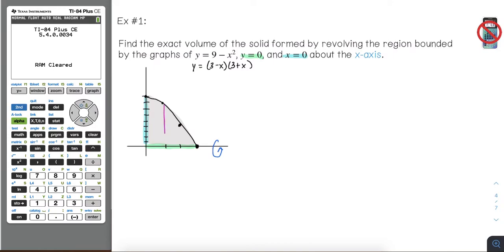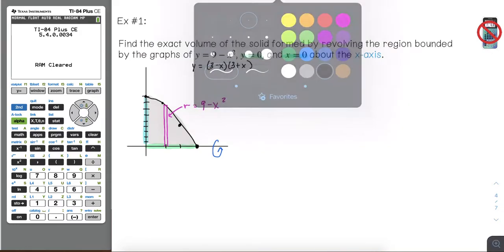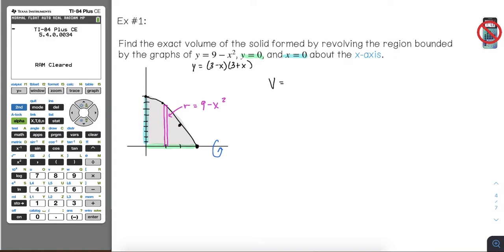So I'm going to draw a little rectangle here, and I'm going to visualize if I revolve that rectangle. So this is going to be my radius, and my radius is the height of the function in this case, which is going to be 9 minus x squared. So if I want to find the volume of that solid, I'm going to pull the pi to the front, and since my rectangle is vertical, I'm going to have a dx integral.